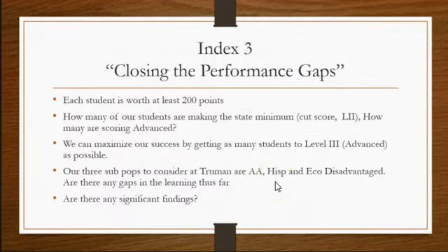Index 3, Closing Performance Gaps. In this index, each student is worth at least 200 points. Ask yourself, how many of your students are making the minimum, which is the cut score, L2, and how many are scoring advanced? We can maximize our success by getting as many students to level 3 advanced as possible. Our 3 sub-pops to consider at Truman are African American, Hispanics, and economically disadvantaged. Look across the board. Are there any gaps in learning thus far between those 3 groups? Are there any significant findings?